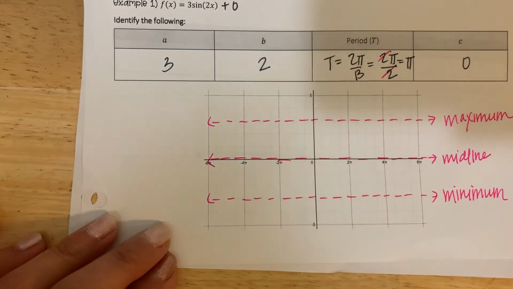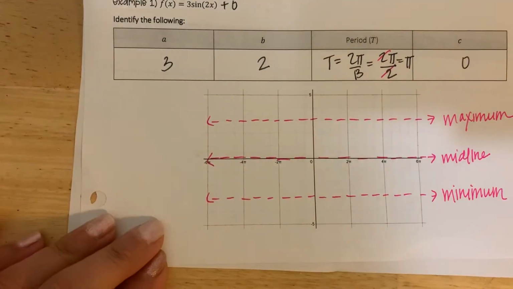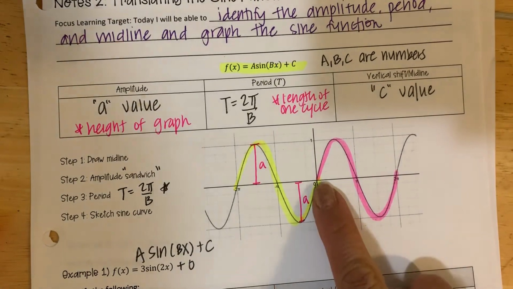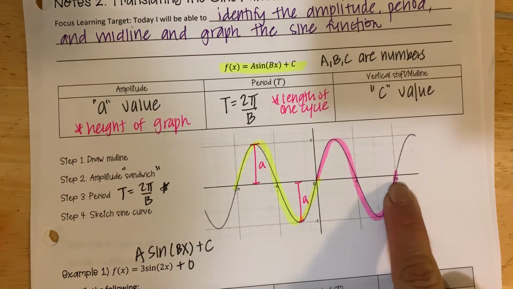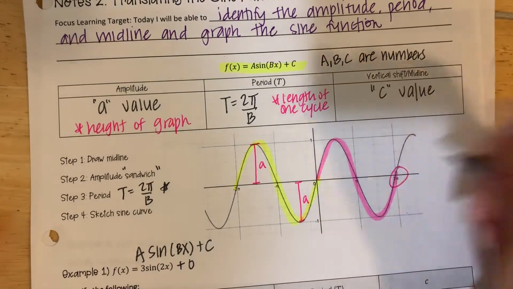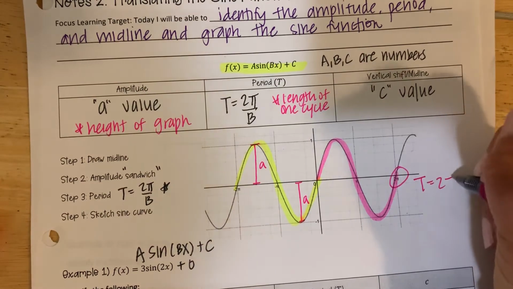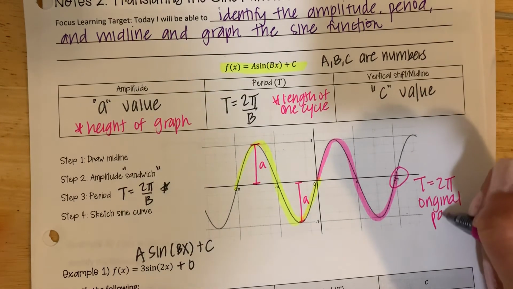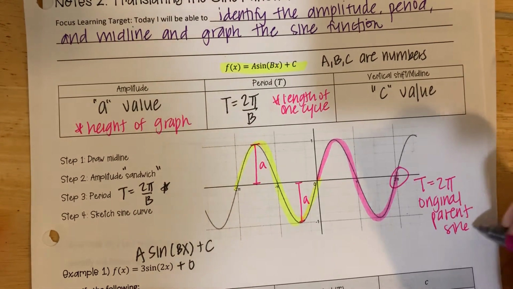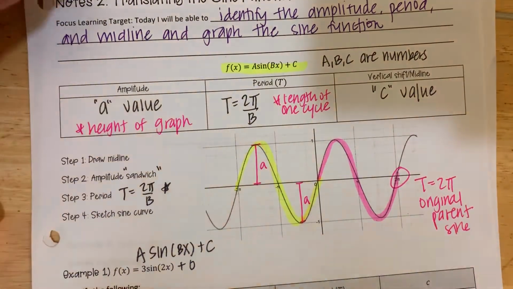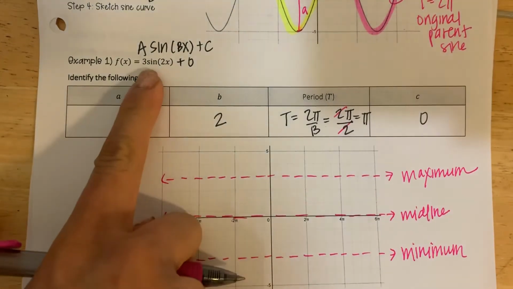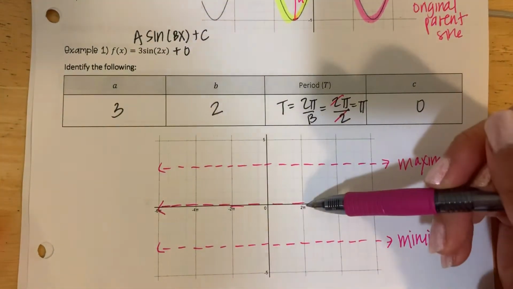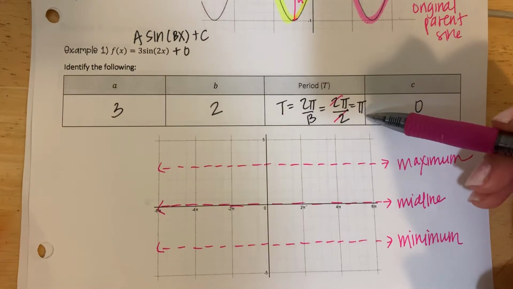The third step is to graph the period, which is pi. So normally, if you look at our original sine curve, this is one full cycle. The original sine curve takes 2 pi. This is the original parent function, or the parent sine. It's always 2 pi. But notice here, we have some numbers in here, so it's not the original sine. So that means instead of taking 2 pi to complete one full cycle, it only takes pi.